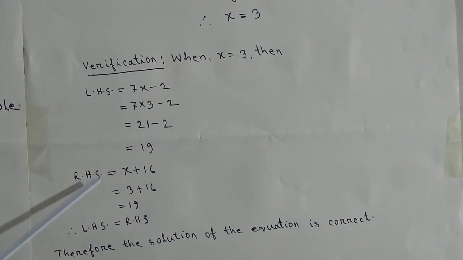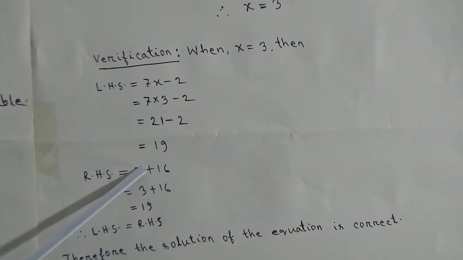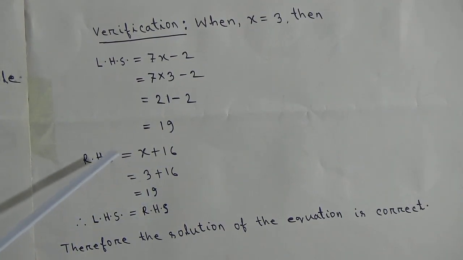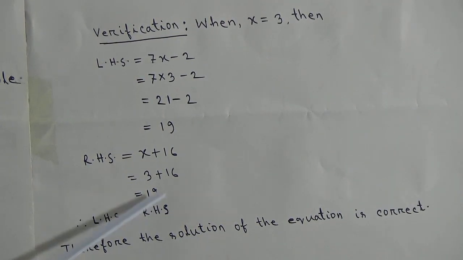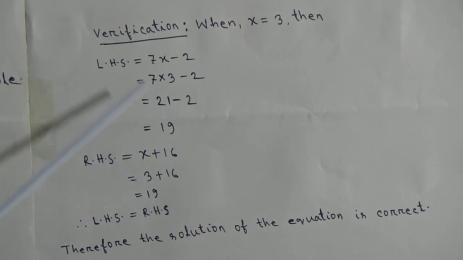Now, we will find out the value of the right hand side. The right hand side is x plus 16. The value of x is 3, 3 plus 16, and 3 plus 16 is equal to 19. That means the value of the right hand side is also 19. We are seeing that the value of the right hand side is 19 and the value of the left hand side is also 19. That means the left hand side is equal to the right hand side. That means we can say that our solution is correct.